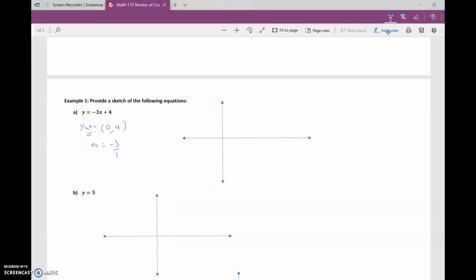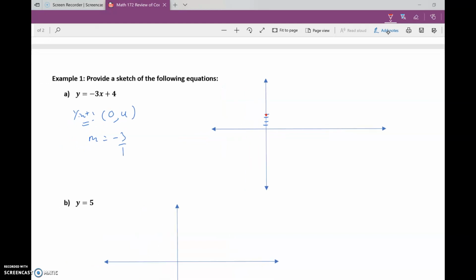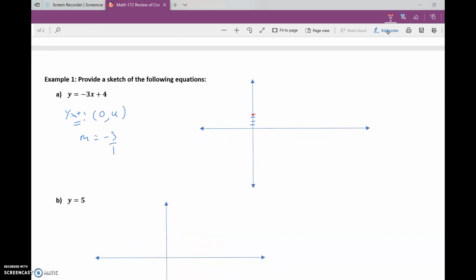So all we need is a basic sketch. Y-intercept at (0, 4): 1, 2, 3, 4. And let me just put a dot there. And then the slope is negative 3 over 1. So from the y-intercept, we're just going to go 3 units down: 1, 2, and 3. And then 1 to the right. All I'm doing is technically connecting those two dots. And that would be the equation of the line.